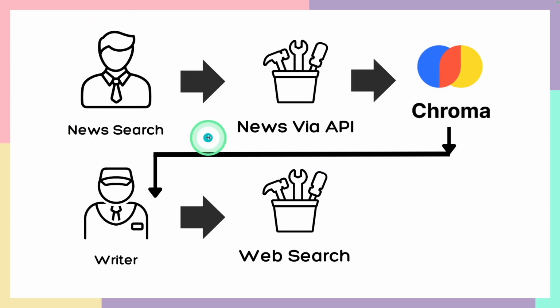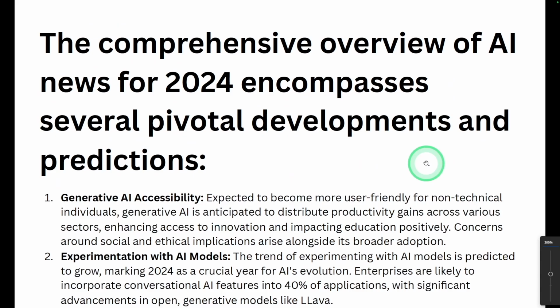So as a news search agent, it's going to search the news using an API. Let's say it's going to find news from the BBC website and then store all the information in a Chroma database as embeddings. Next, the news search agent passes the news information to the writer. Now the writer can verify the information from Chroma DB. Then the writer can further search the internet for each individual topic to get more information. And finally, we get a report like this.